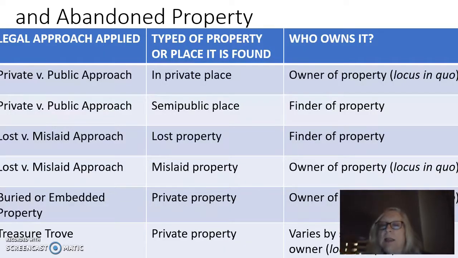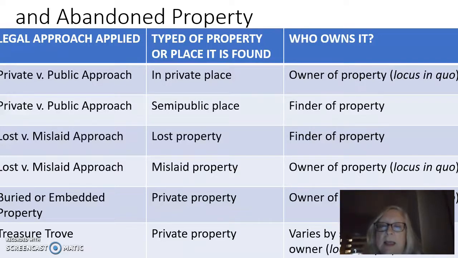So also there's a nice, neat chart that I believe is in the book that gives you some ideas. If there is a type of property or place it is found, it makes a difference, private versus public. Also, lost versus mislaid. So lost property, the finder of the property has rights to it until the true owner comes forward. Then the true owner has it. Mislaid, though, it's the owner of the real estate where the mislaid property was.